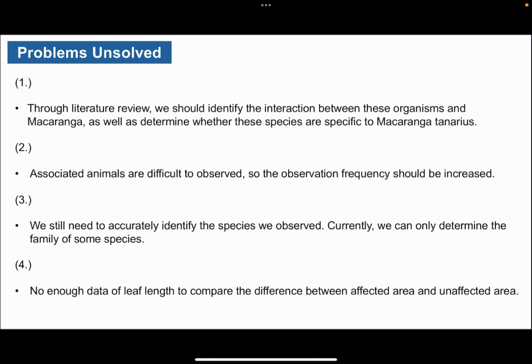Third, we still need to correctly identify the species we observed. Currently, we can only determine the family of some species. Last one, we need enough data on leaf length to compare the difference between the affected area and the unaffected area.